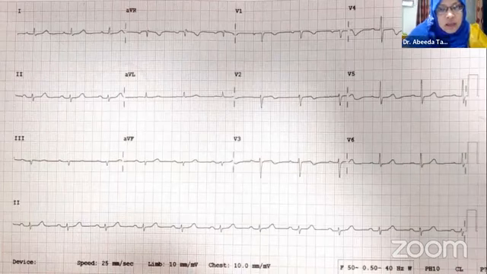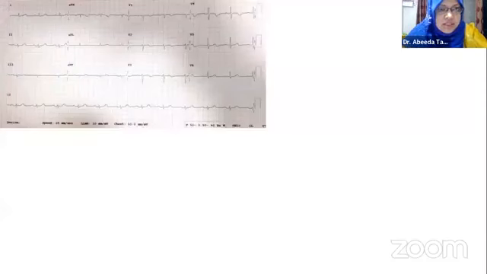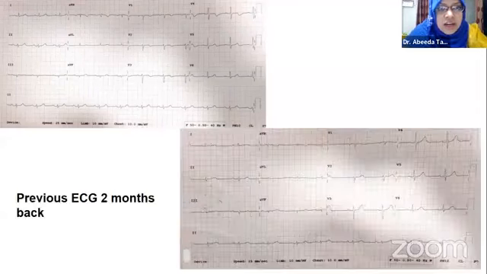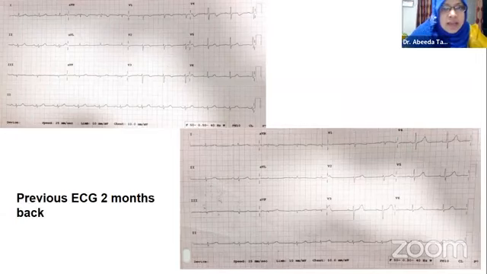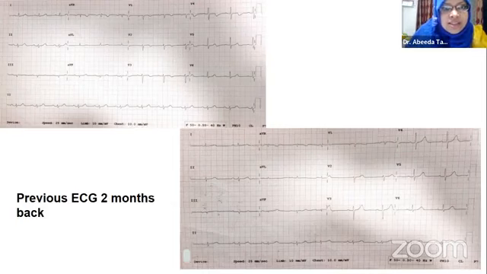Here is the ECG with which he presented to us, the first ECG, and I'd really like to show you his previous ECG from 2 months back so that you can compare. I'd like to ask some volunteer to comment on whether you can notice the change in the previous ECG compared with the ECG that we found in the emergency department.